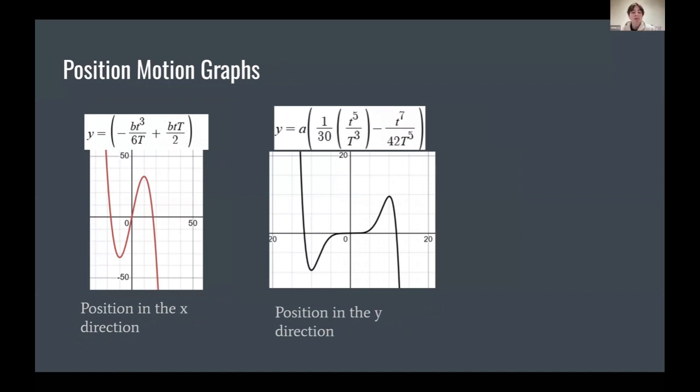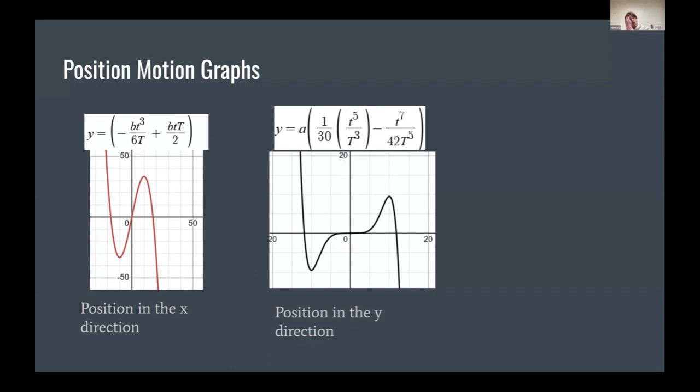The position motion graph in the x direction starts at 0 and then increases and then decreases with velocity and constant decrease in acceleration. The position in the y direction starts at 0 and very slowly increases until it gains a good amount of speed and then stops.